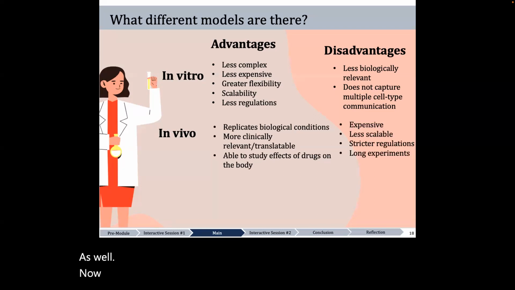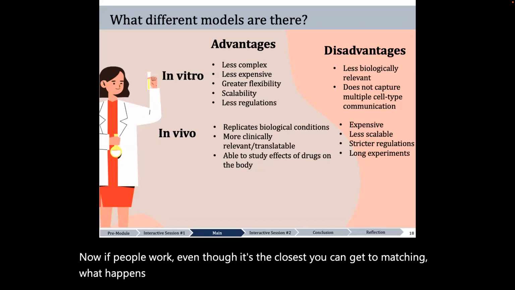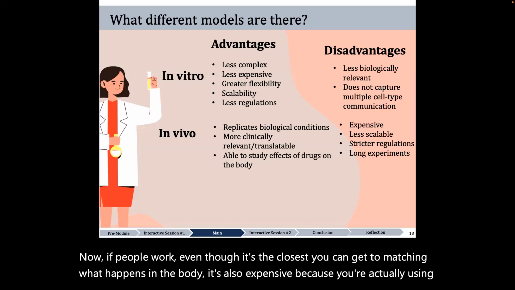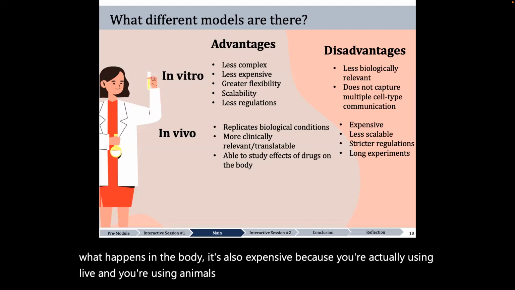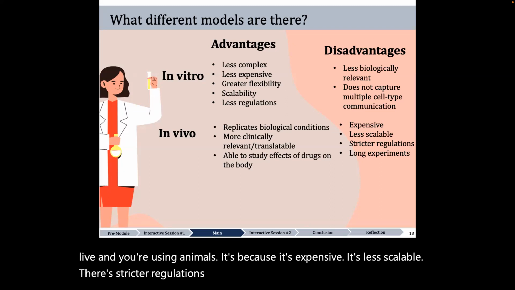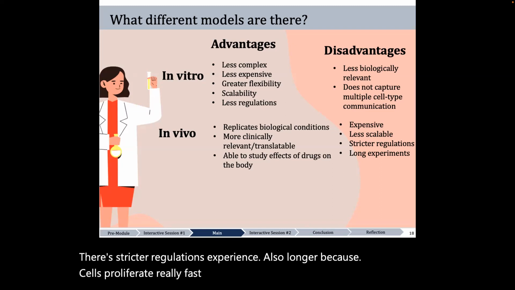Now, in vivo work, even though it's the closest you can get to matching what happens in the body, is also expensive because you're using animals. Because it's expensive, it's less scalable, and there are stricter regulations. Experiments are also longer because cells proliferate really fast, but animals take a while to grow and breed. So they're also slower.